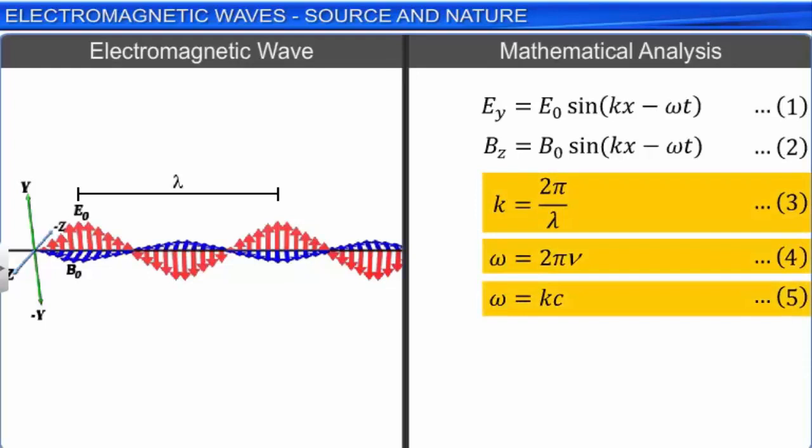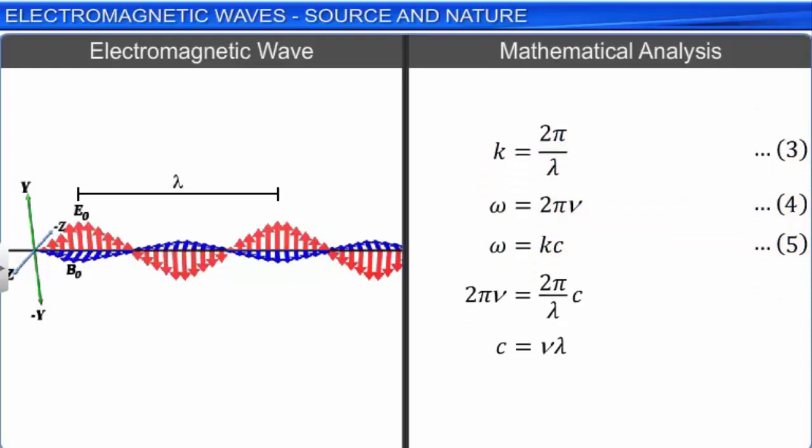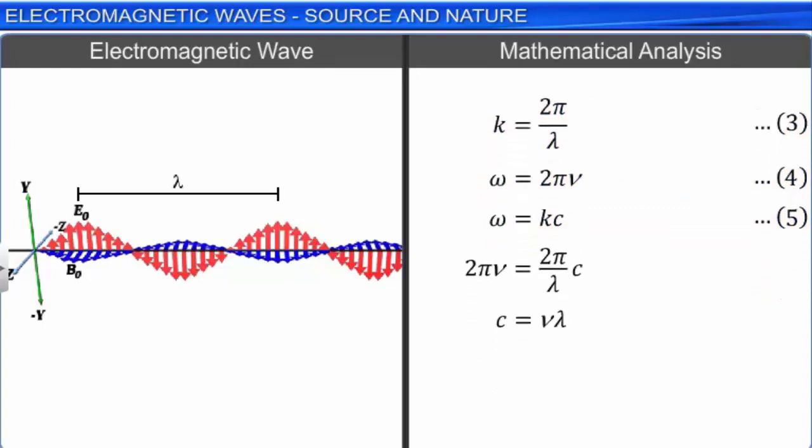From Maxwell's equations, we also get the relation between the maximum values of the electric field and the magnetic field as E0/B0 = c. That is, the ratio of maximum value of the electric field to maximum value of the magnetic field of an electromagnetic wave is equal to its velocity.